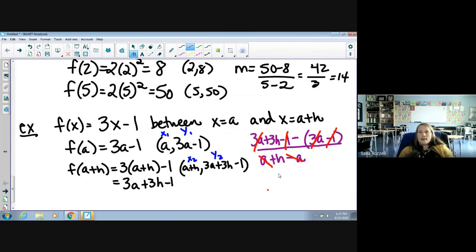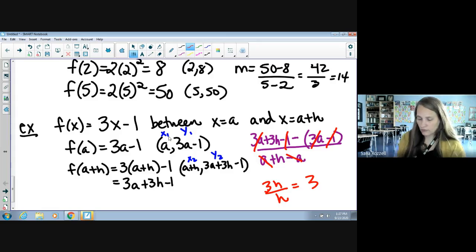So what's the only thing left on the top? 3h, and on the bottom was h. So that's just going to equal 3, because the h's go away. Okay. So for this, it's the same process. You just have some letters left when you're doing your slope. But same thing, y2 minus y1 over x2 minus x1 to find the slope between.